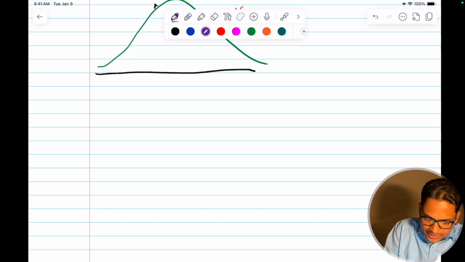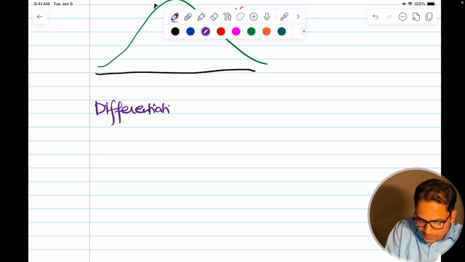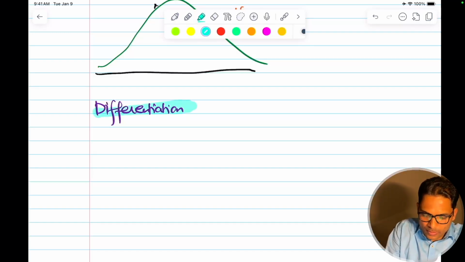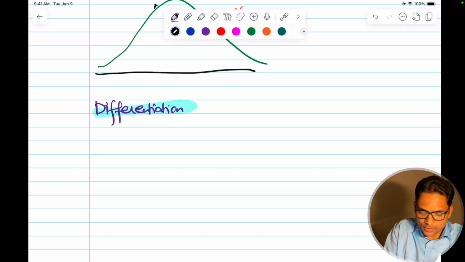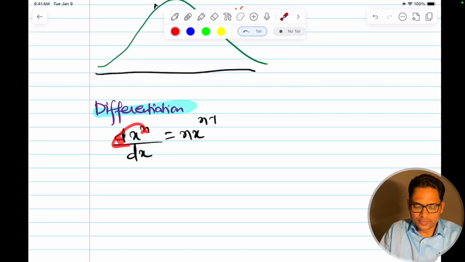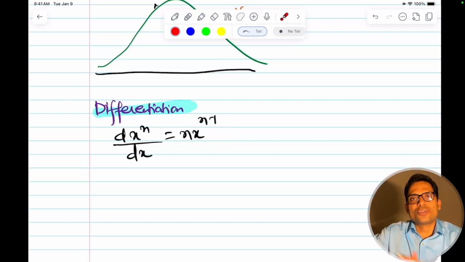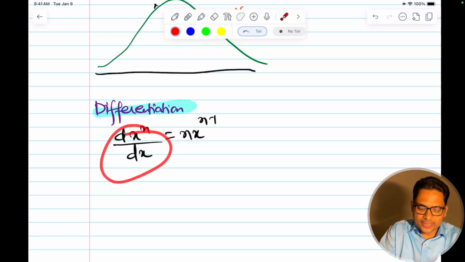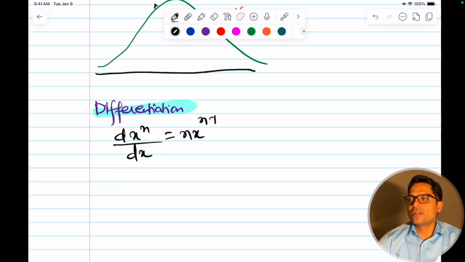So what is differentiation? Integration is addition, and differentiation is difference. The formula I'll give you: d(x^n)/dx is n x^(n-1). So you put the power here and reduce the power by 1. And if it's a constant, then it becomes 0, because a constant doesn't change. So differentiation just measures how much a function is changing at a given point.